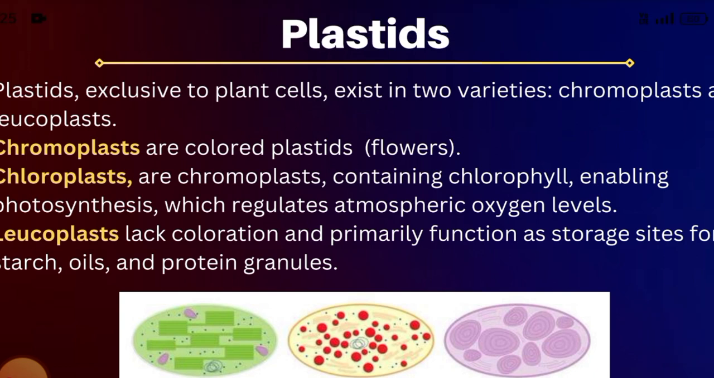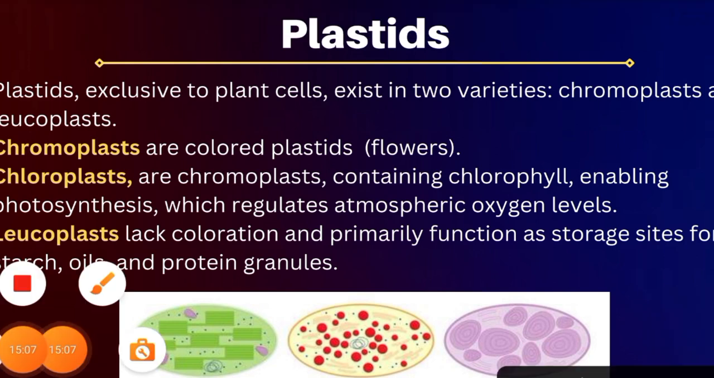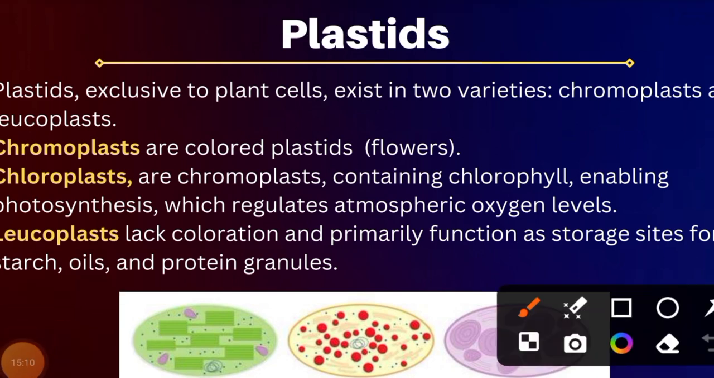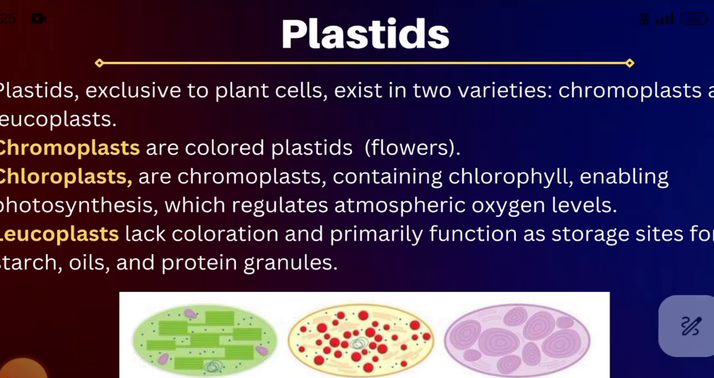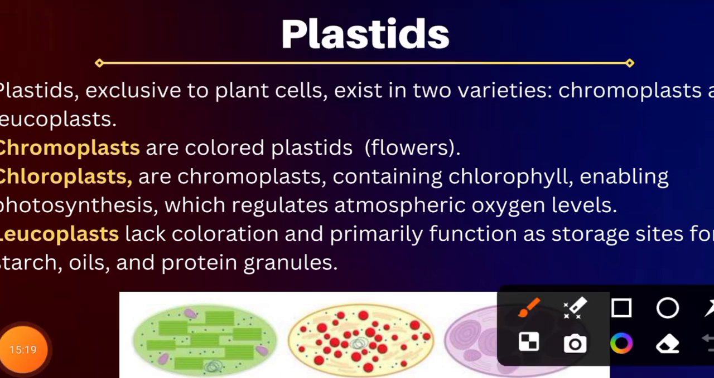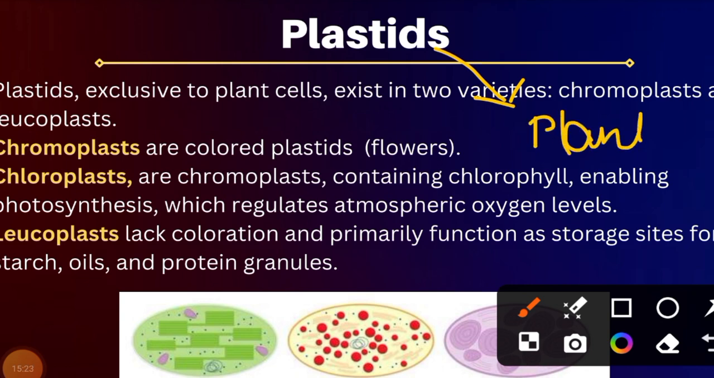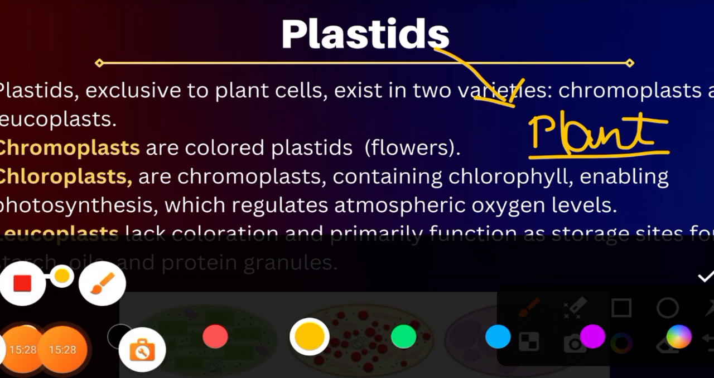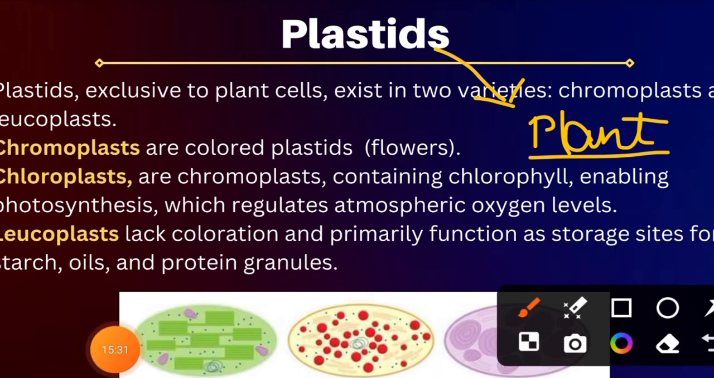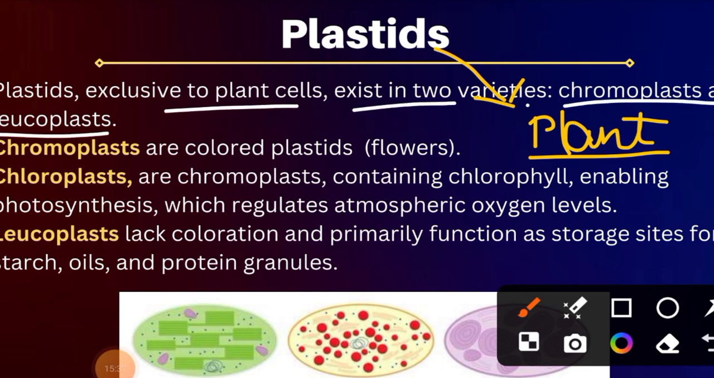Next, here we have plastid. Now plastid is a cell organelle which is only found in plant cells. It is not found in any animal cell. Why, I will tell you the reason. I will tell you everything. So plastid, exclusive to plant cells, exists in two varieties, chromoplast and leucoplast.